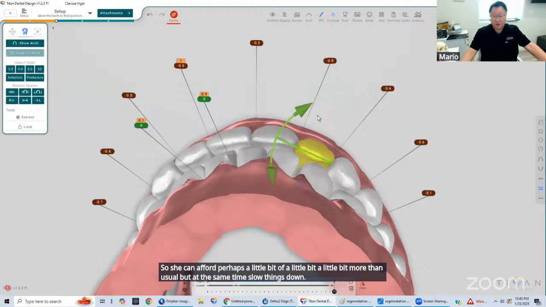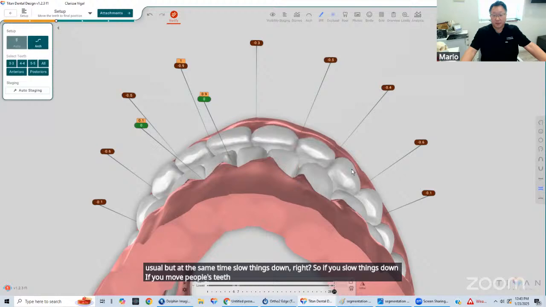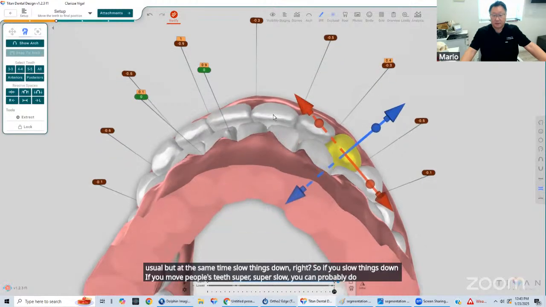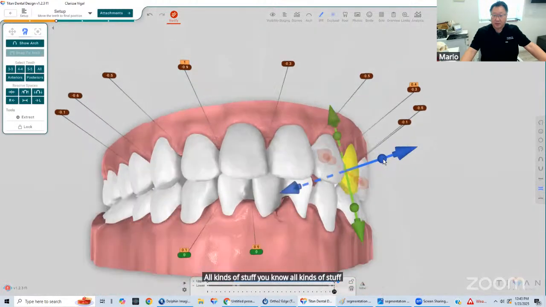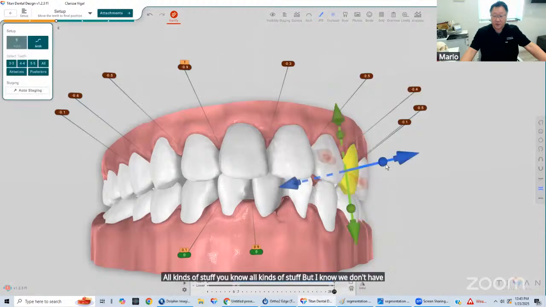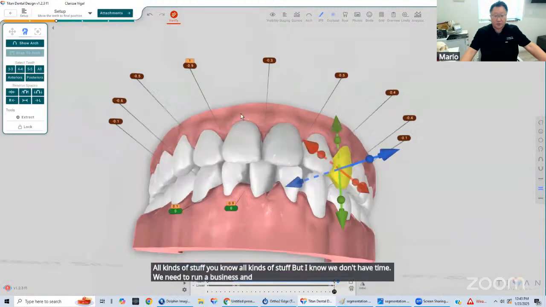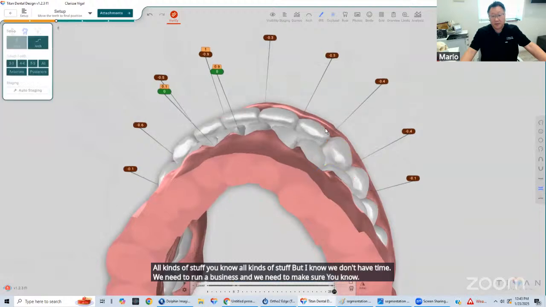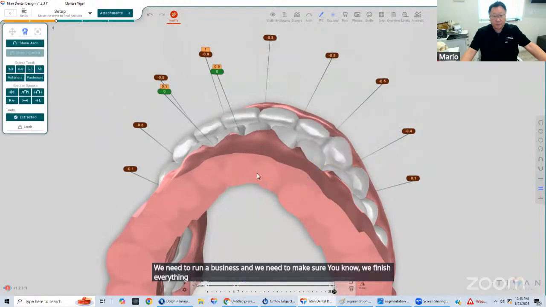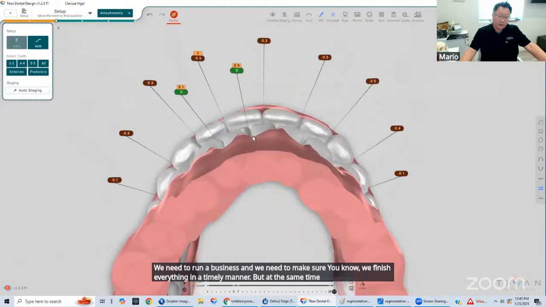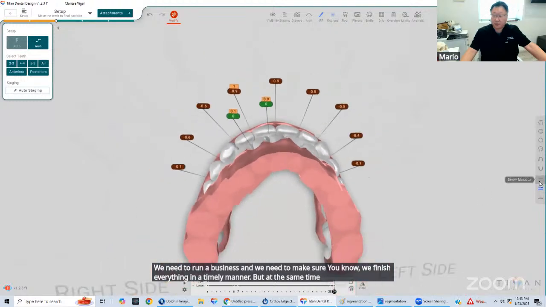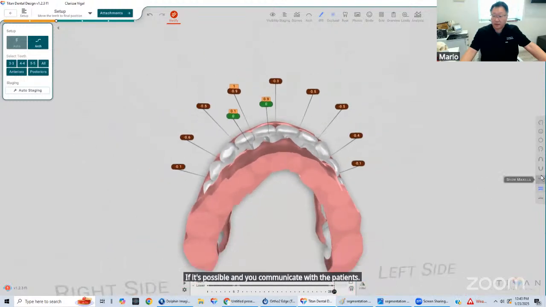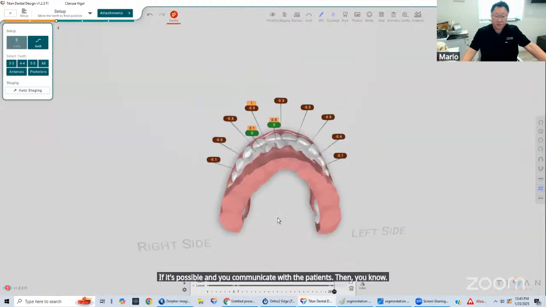If you move people's teeth super, super slow, you can probably do all kinds of stuff. But I know we don't have time. We need to run a business, and we need to make sure we finish everything in a timely manner. But at the same time, if it's possible and you communicate with the patients, a lot of times they're okay with it.